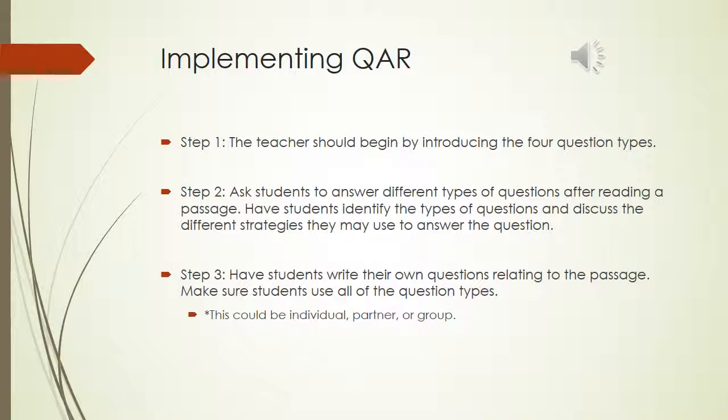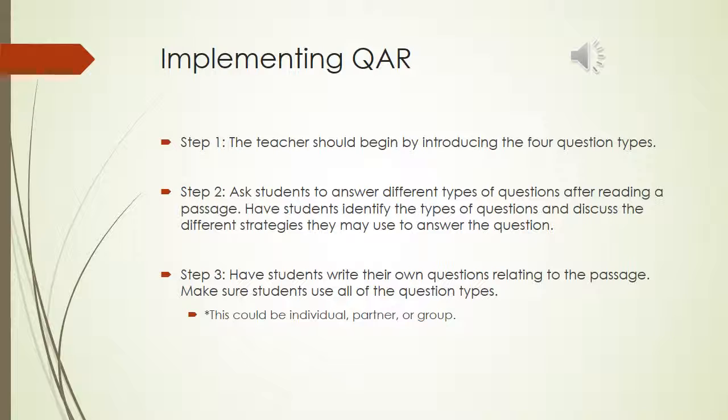There are 3 specific steps for implementing QAR. The first step is introducing the 4 different question types, so it's really preparing the students to be able to decipher different types of questions. The second step is asking students to answer different question types after they read a passage or a text. Students may identify the types of questions and then discuss the different strategies that they may use to answer the question.